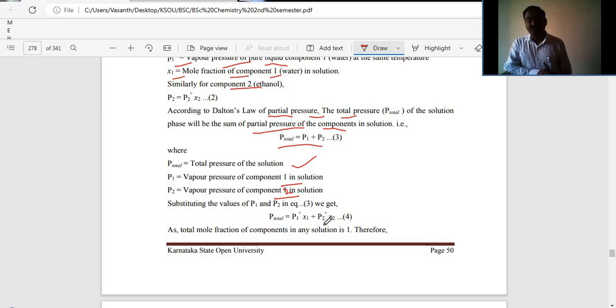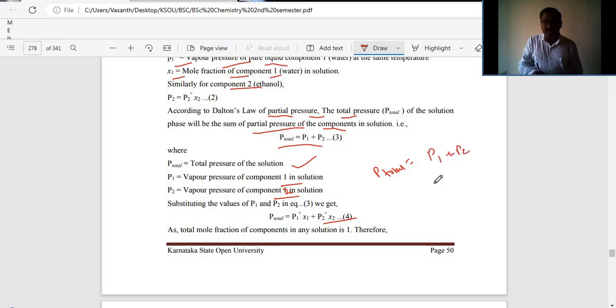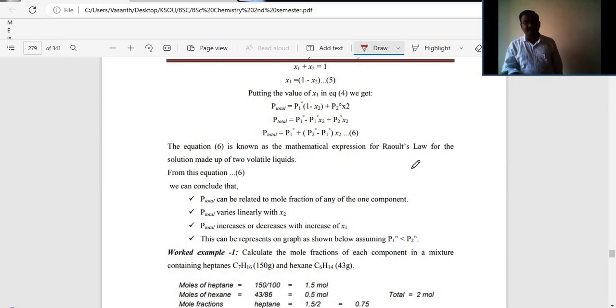Substituting these values, P total is equal to P1 plus P2, which is P1 naught into X1 plus P2 naught into X2. This is Dalton's law of partial pressure.